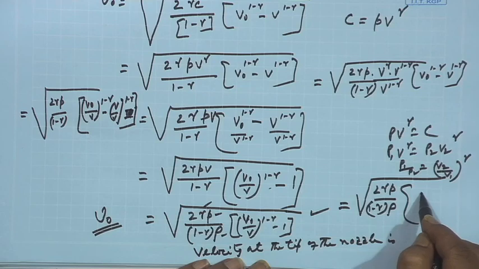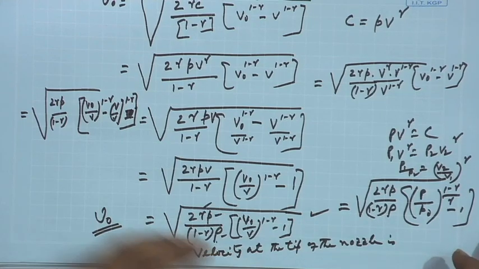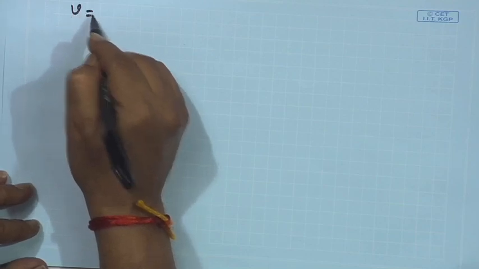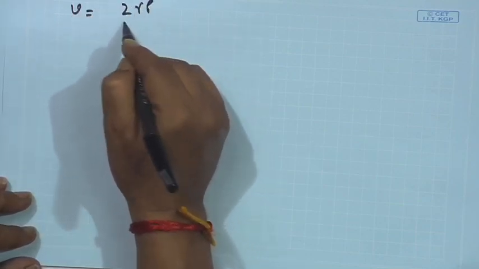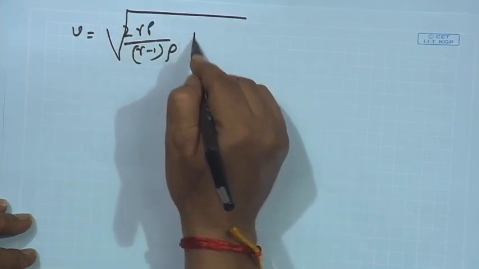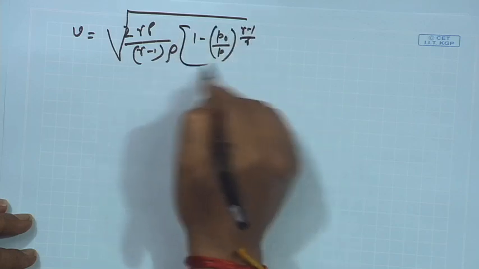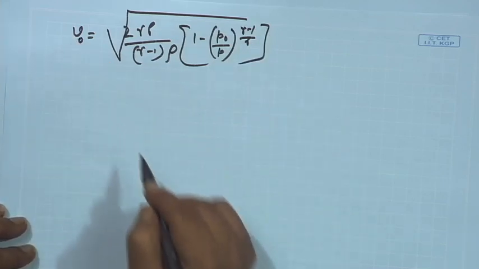So this is converted into P by P0 to the power 1 minus gamma by gamma, because this is that. So P by P0 to the power 1 minus gamma by gamma is that. And this minus 1 was there. So we can write that V0 is equal to under root 2 gamma P by gamma minus 1 into rho, into 1 minus P0 by P to the power gamma minus 1 by gamma, right? So this velocity at the tip is this, right?